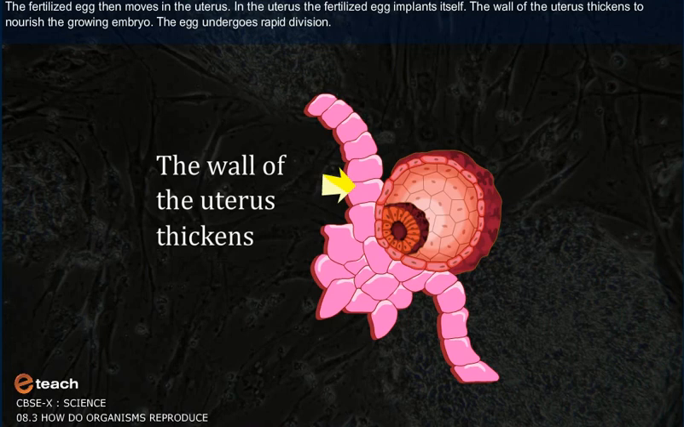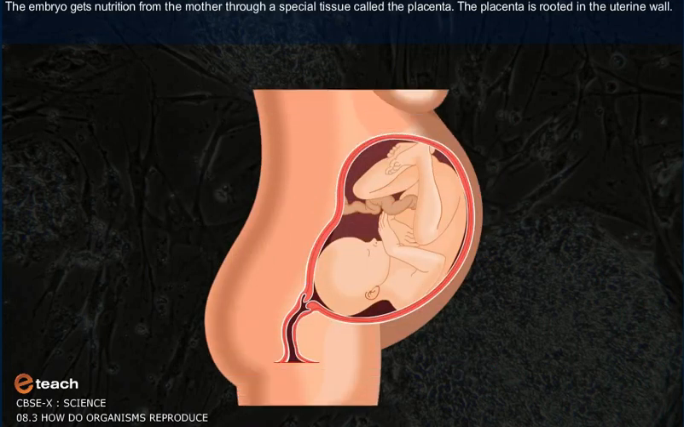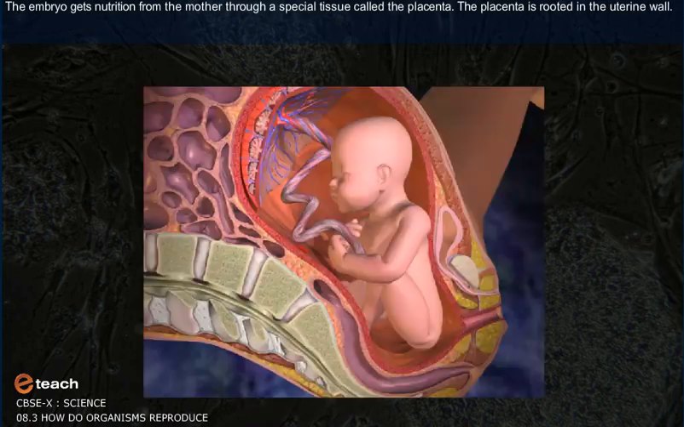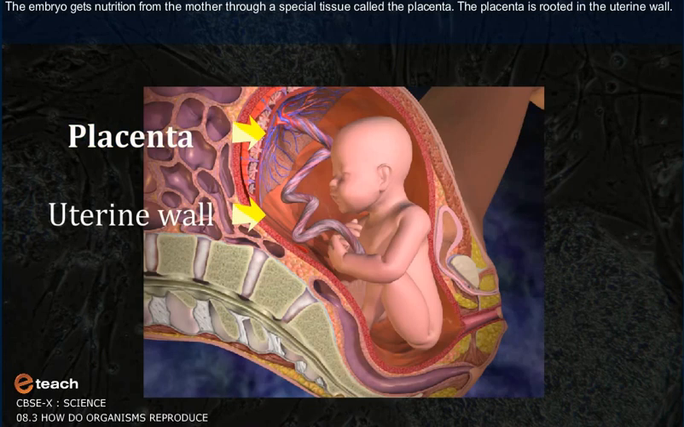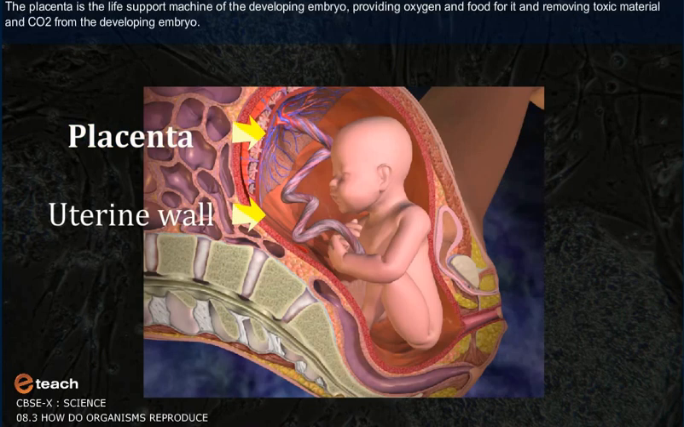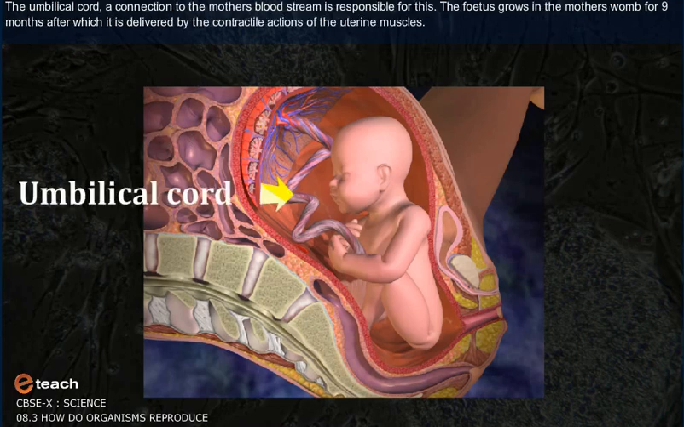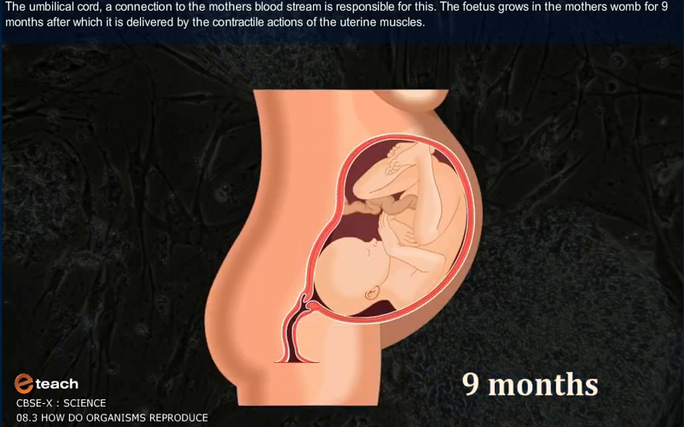The egg undergoes rapid division. The embryo gets nutrition from the mother through a special tissue called the placenta. The placenta is rooted in the uterine wall. The placenta is the life support machine of the developing embryo, providing oxygen and food for it and removing toxic material and CO2 from the developing embryo. The umbilical cord, a connection to the mother's bloodstream, is responsible for this.